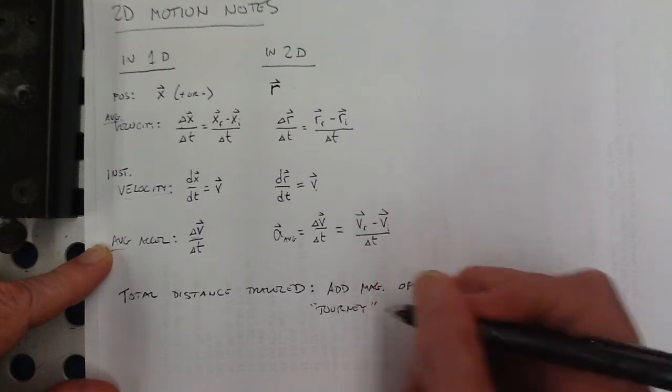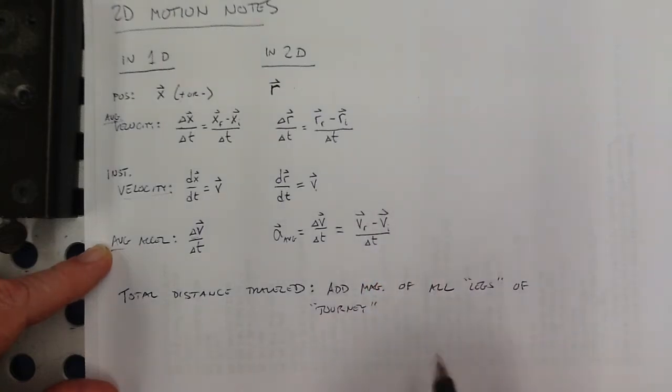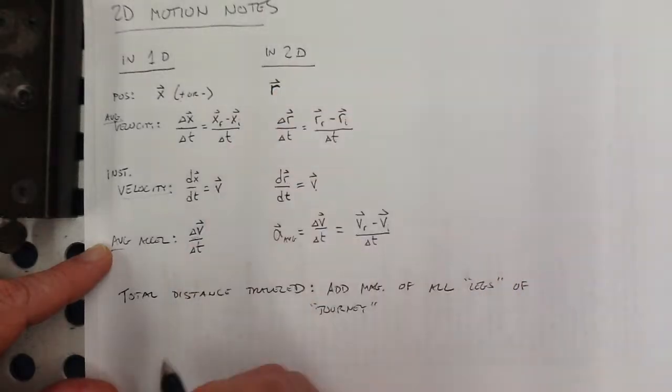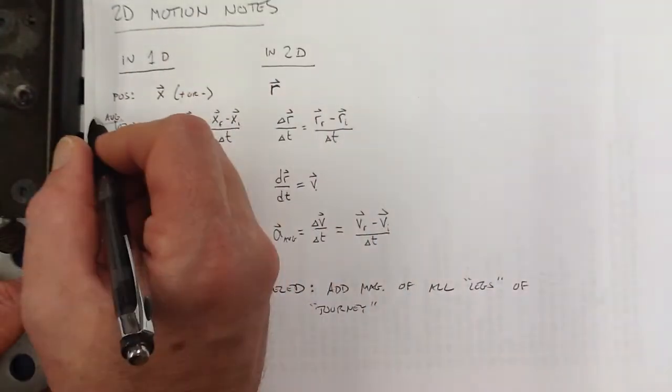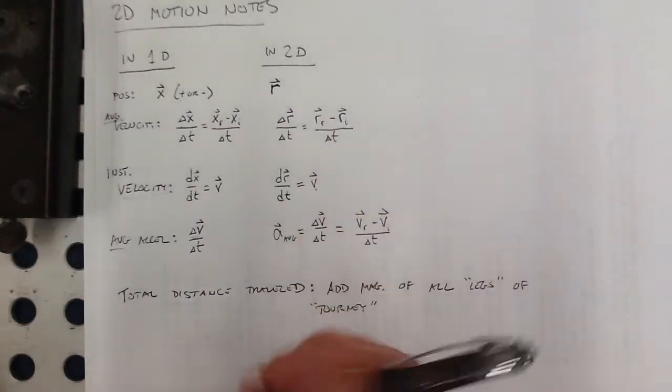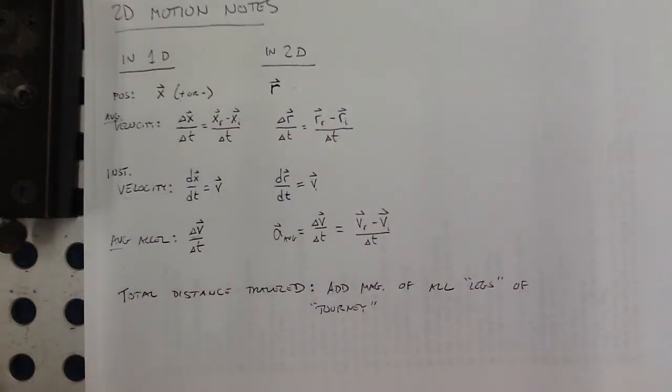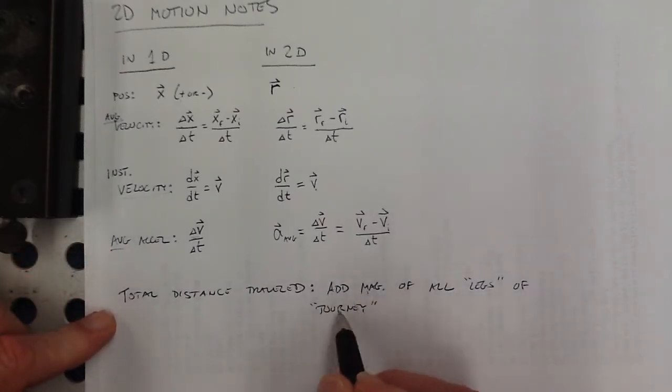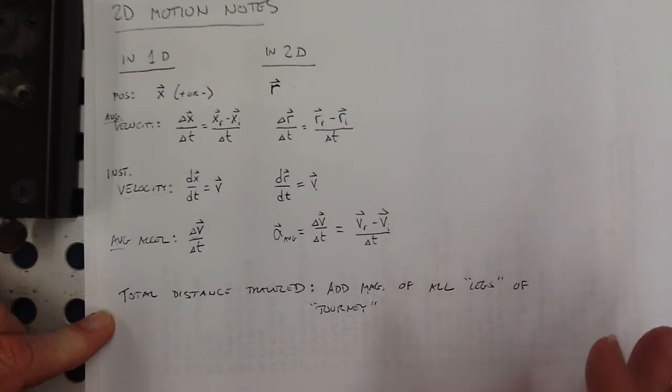I don't think we're always going to think of these things as journeys, but when you're adding several different displacements together, like do this, then do this, then do this, if you want the total distance traveled, you have to add the magnitudes of all of them. Whereas your total displacement is just the magnitude of the vector sum. So here you have to pay attention to what each magnitude is and ignore the directions.